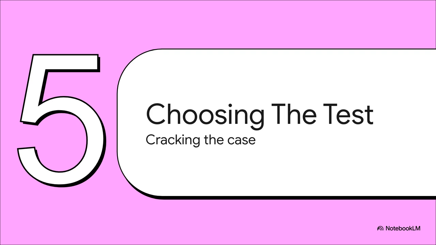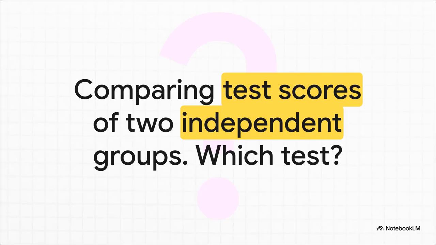Okay, let's pause for a second. We've gathered our 3 clues: the variable type, the assumptions, and how many samples we've got. With all this evidence in hand, it's time to follow the map, crack the case, and find our test. So let's walk through a real-world example. Imagine we're comparing test scores, which, remember, is continuous data from 2 totally separate student groups. We've got 2 of our 3 clues. So, what's the last question we need to ask before we choose our test?